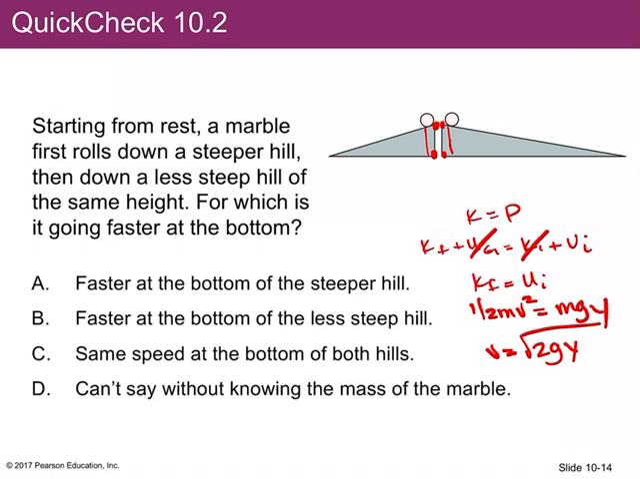Now, did it take longer or anything like that? That could be an issue, but did it go the same height? It went the same y value. It has the same gravity. So the velocity at the bottom of both of those hills should be the same. Okay? According to conservation of energy, that is going to prove that those are both the same.